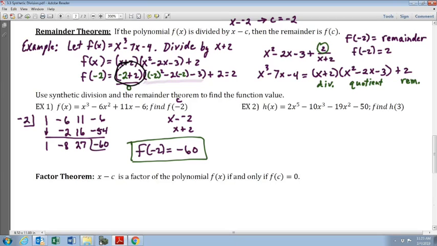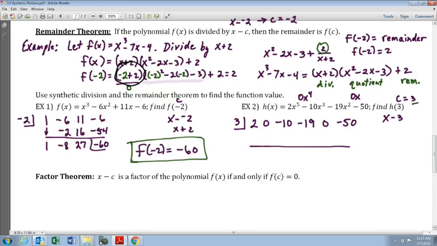Alright, so let's see how you did if you tried to do that. In this problem, c is 3. So when we divide by x minus 3, whatever we get as a remainder should equal h of 3. Well, again, so 3 goes in the box. Notice here we are missing our x to the 4th term and also our x term. So we'll need zeros in those spots. So we're going to have 2, 0, negative 10, negative 19, 0, and negative 50.